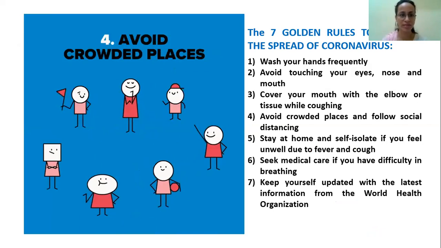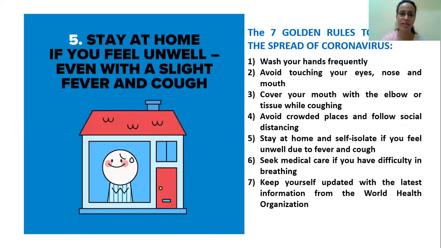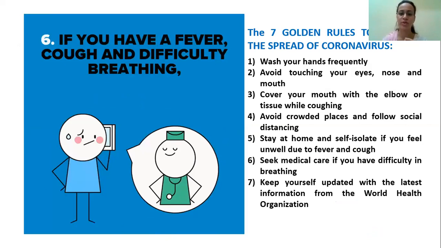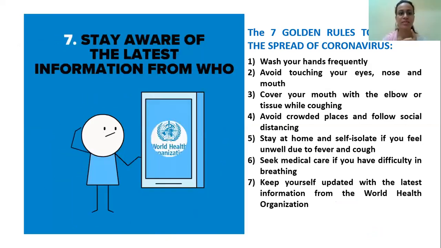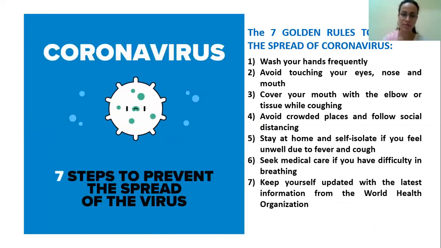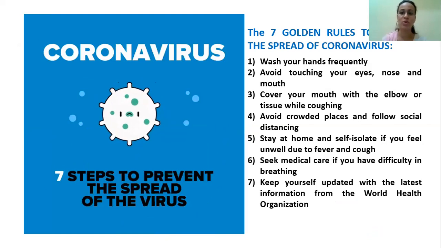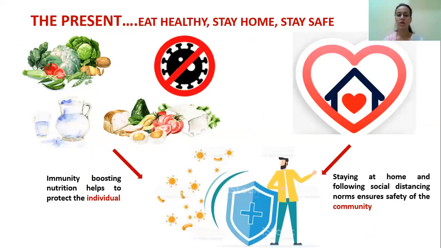Avoid crowded places. Stay at home if you're feeling unwell. If you have a fever or difficulty in breathing, please consult a medical practitioner and stay aware of the latest information from the World Health Organization. So these are basically the 7 golden rules. So what we can basically do at present is eat healthy, stay home, and stay safe.